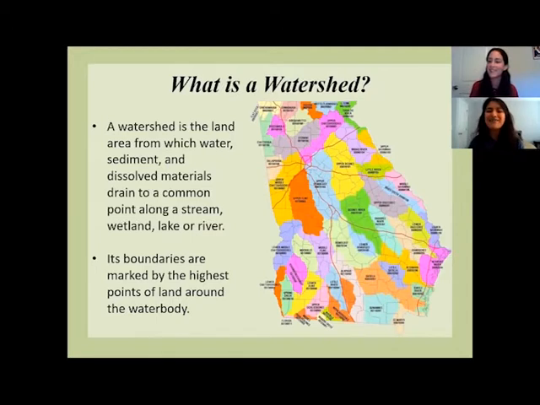But anyway, sorry. So what is a watershed? When you go out and you are testing the water quality of your water body, you're just looking at one small little piece of this big watershed. So a watershed is the land area which water, sediment, and dissolved materials drain to one common point. And that common point can be in a stream, a lake, a river, a wetland. So if you think about it kind of like a cup, if you were to take your hands and cup them, the highest points of your hand, your fingertips, would be the boundaries of this watershed. And all of the water and sediment, everything that you would pour into your hands, would fall to one common point. So that's just a visual for a watershed to help you out. Next slide, please.